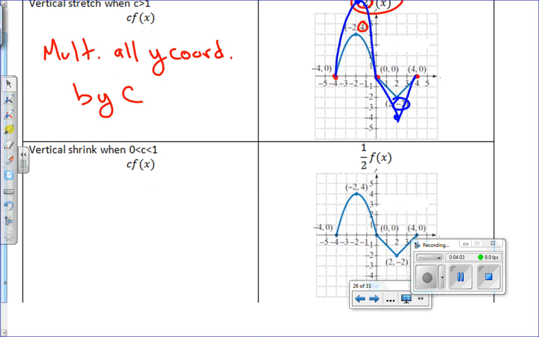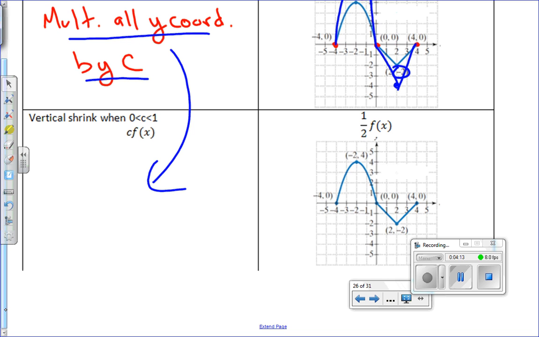When I have a vertical shrink, I'm still going to do the same thing. I'm going to multiply all the y coordinates by 1/2 in the example. If I multiply the y coordinates, the 0s, the x-intercepts, don't change. But this 4 becomes 2, and this -2 becomes -1. And this is a vertical shrink by a factor of 2.